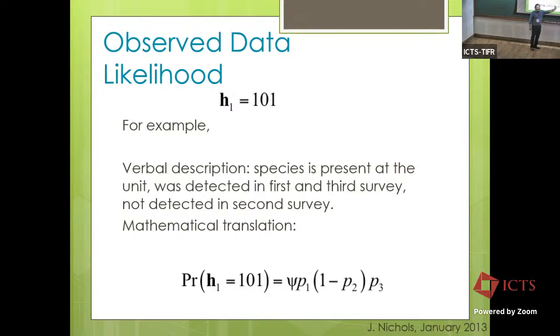It's occupied and detected or not detected, and in probability theory that is multiplication. So psi into, it was detected on the first occasion with a probability P1. It was missed on the second occasion, so it's 1 minus P2. If it was detected in the second occasion, what would it be? P2. So P1 into 1 minus P2, detected in the third occasion, P3. Easy peasy. All right.